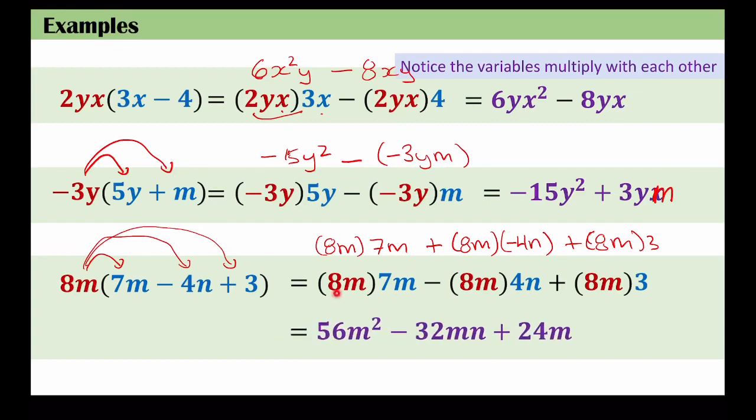So 8 times 7 is going to give us 56. M times m is m squared, minus 8 times 4, 32. Same thing, right? 8 times negative 4 gives us negative 32, times m times n, plus 8m times 3, which is 24.